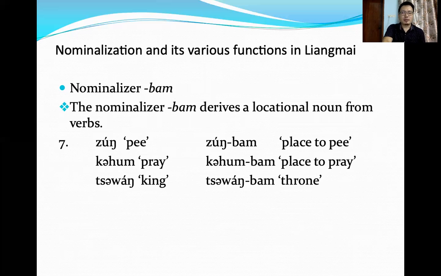Nominalizer bum. This bum derives a locational noun from verbs. For example, we have jung, pi, jung bum, place to pi; kahum, pray, kahum bum, place to pray. And even from nouns, like chawang, king, and chawang bum.